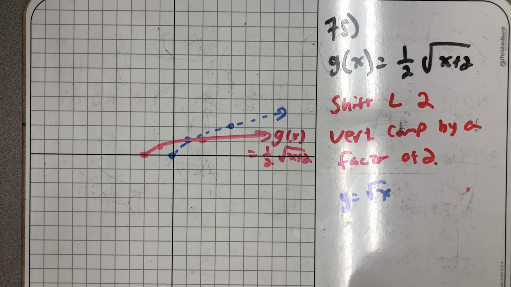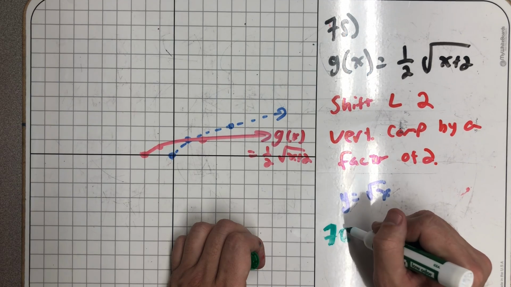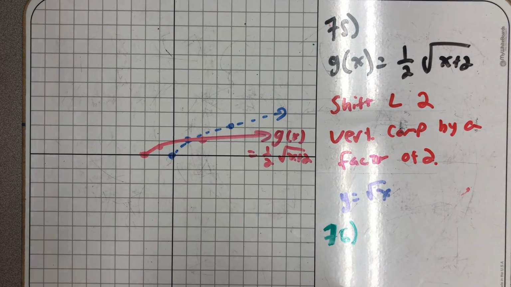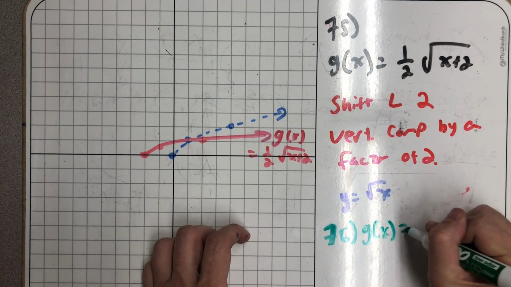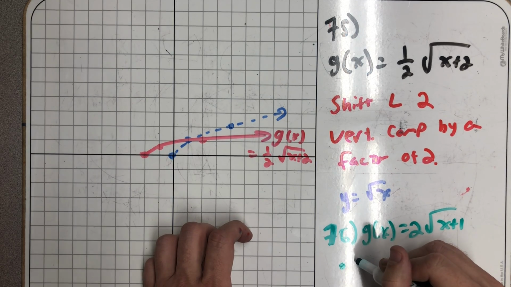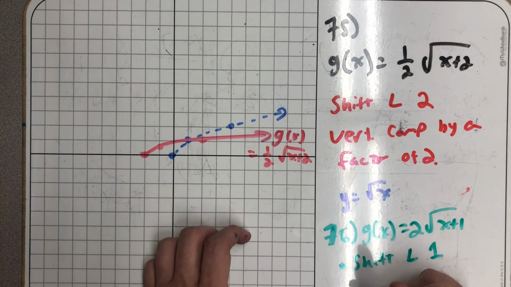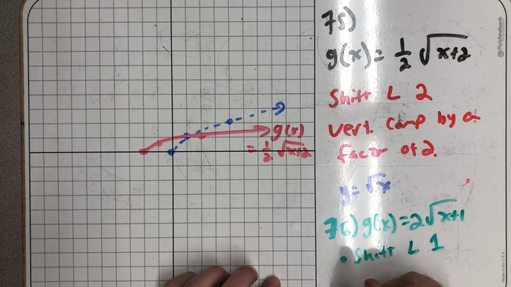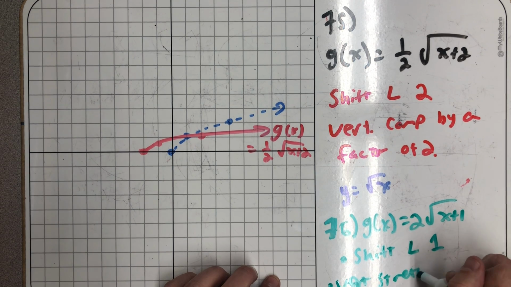Well, 76 has us do another transformation of the square root function. This time it has this graph a function that they call g of x equal to 2 root x plus 1. I have another left shift. And this time, a vertical stretch by a factor of 2.